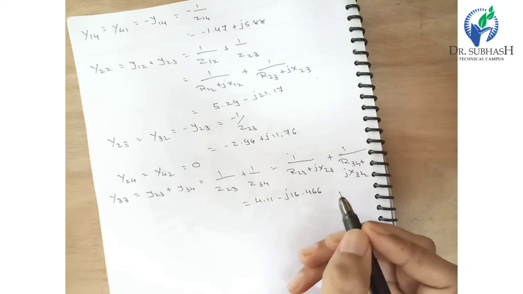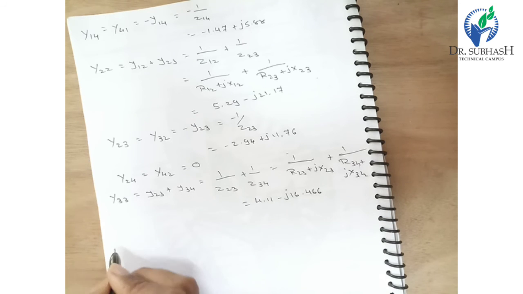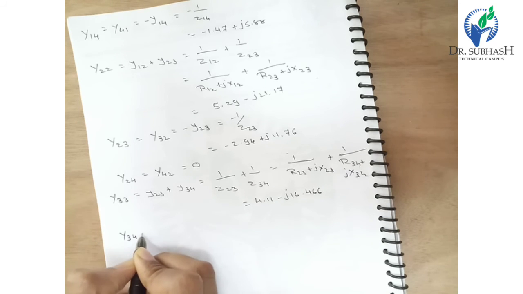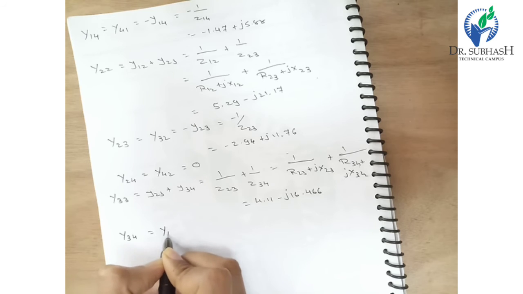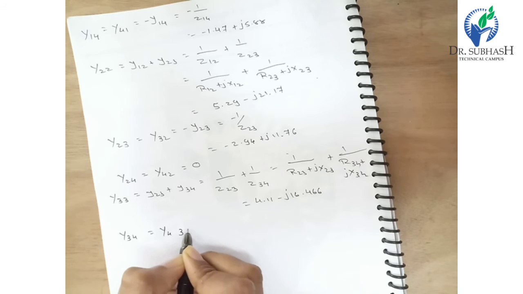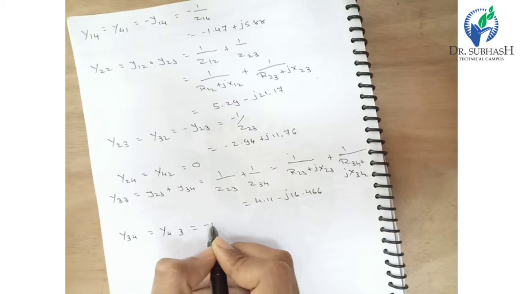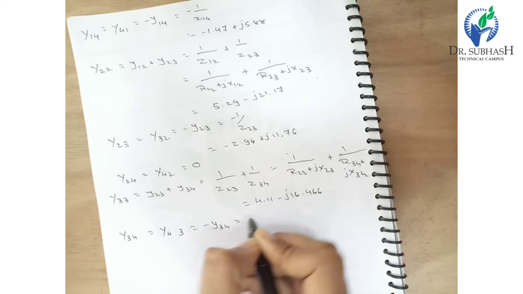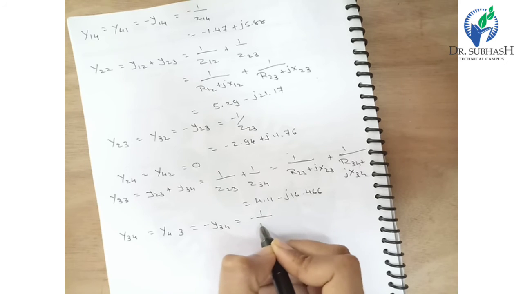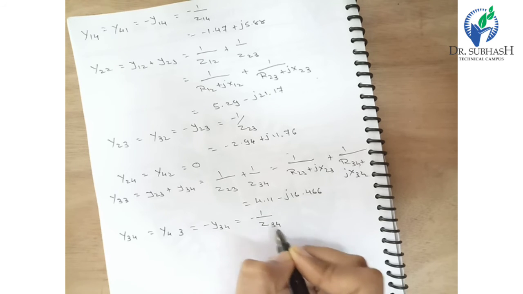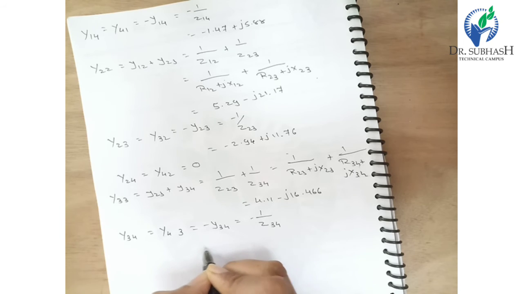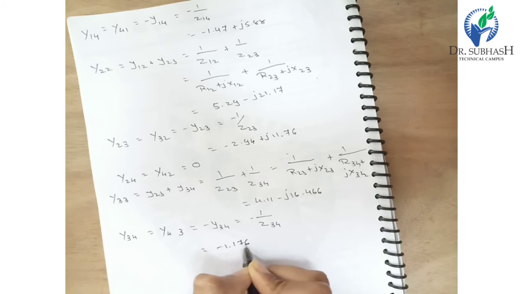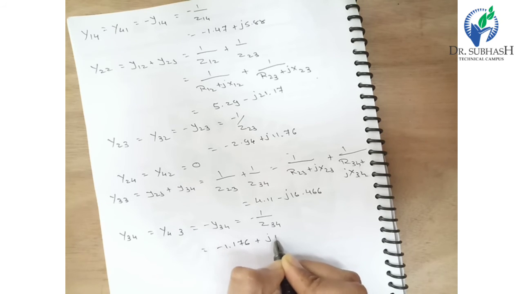When we write the value of Y34, which is equal to Y43, the value is minus Y34 in small form, which is equal to minus 1/Z34. So the resultant of this value is minus 1.176 plus j4.706 in output form.